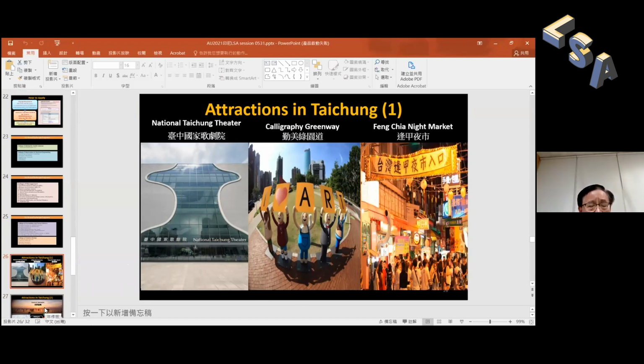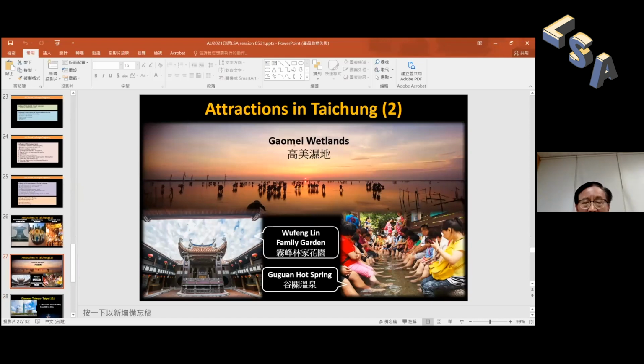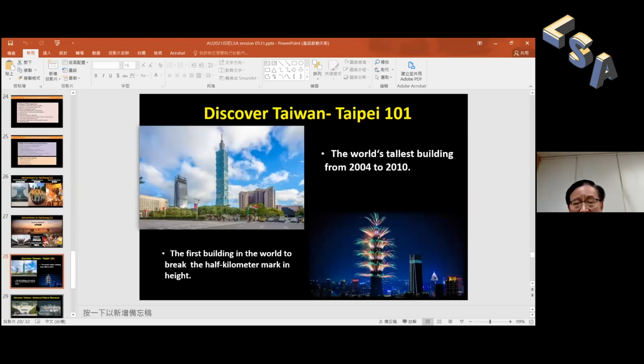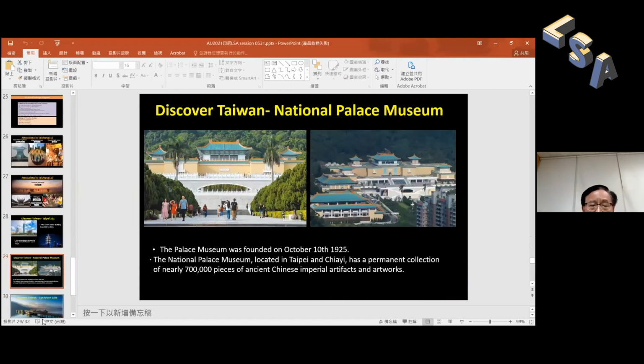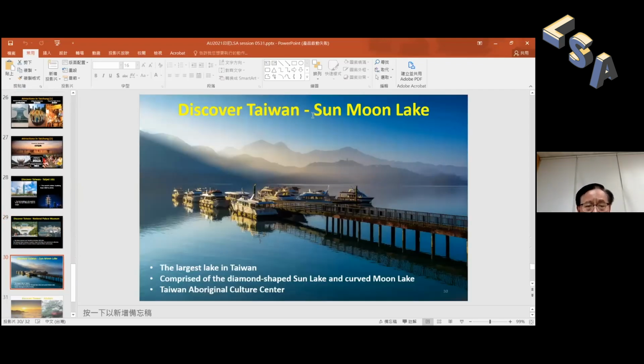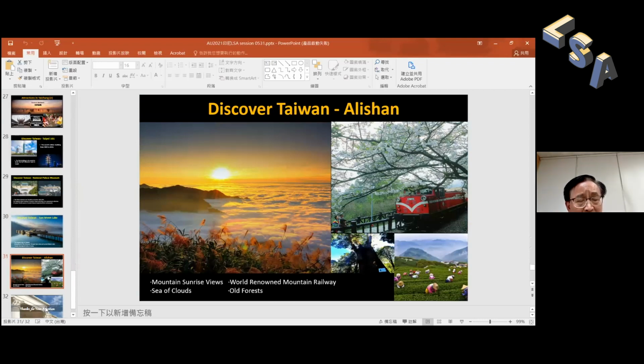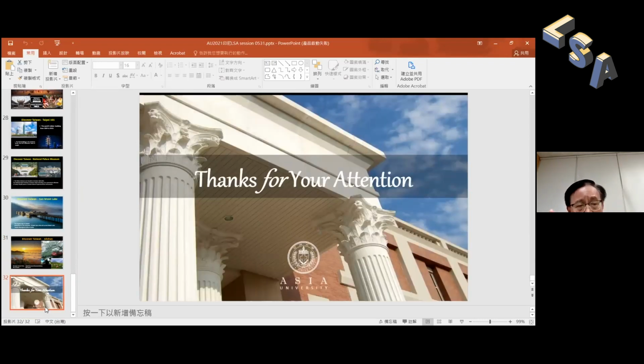Once the border reopens, once you can come over for exchange in person, you can visit all our tourist attractions in Taichung area. These are some famous landmarks in Taiwan, like Taipei 101, for example, again, our National Palace Museum, and this is one of the very famous tourist spots called Sun Moon Lake. Actually, it is quite close to Asia University. This is Alishan Mountain.